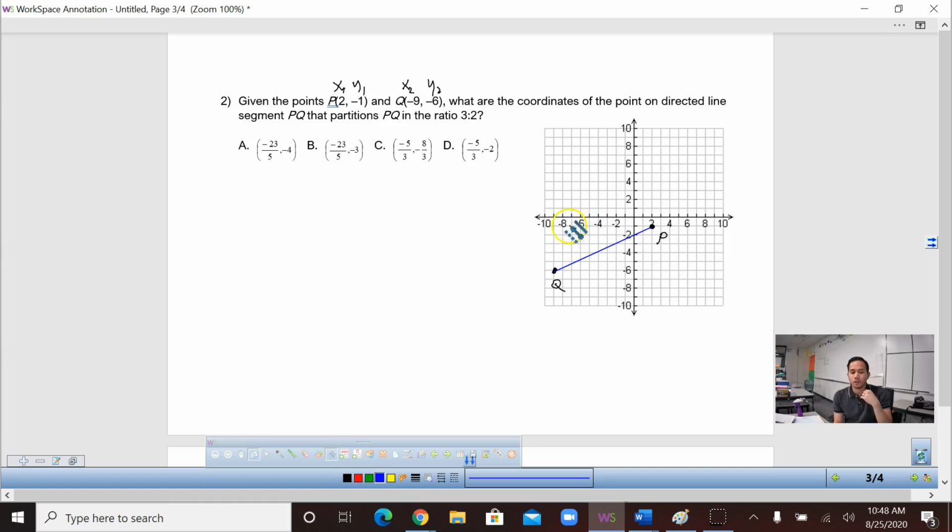What are the coordinates of the directed line segment PQ, so we start from P, that partitions PQ in the ratio 3:2? So 3:2, if I'm going to convert that, will be 3/5 as a fraction. So again, horizontal change, horizontal change.